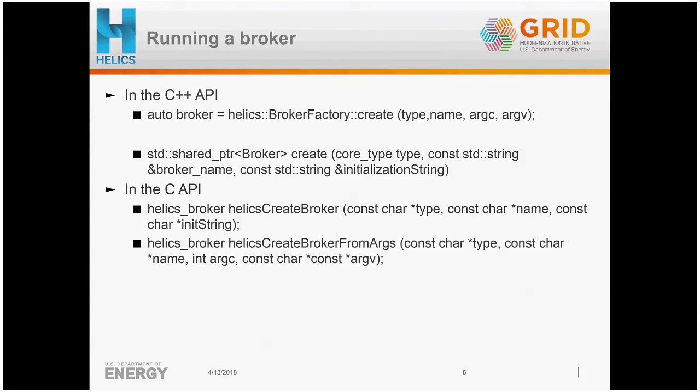In the C API, it's very similar. If you call the function HELICS create broker, this creates a broker of the specified type, along with the name and the initialization string or the command line arguments. The calls to this in the other language APIs are going to look pretty similar to this as well.